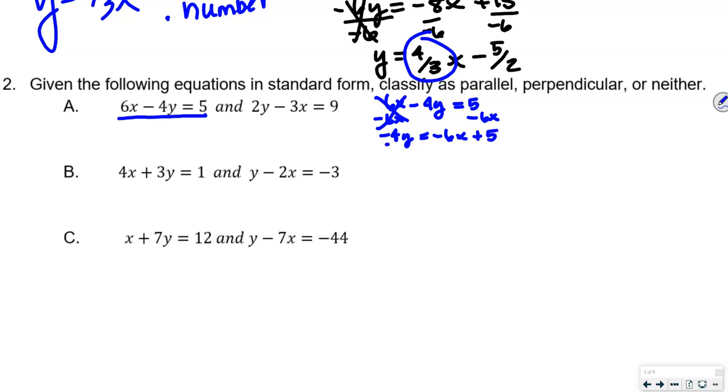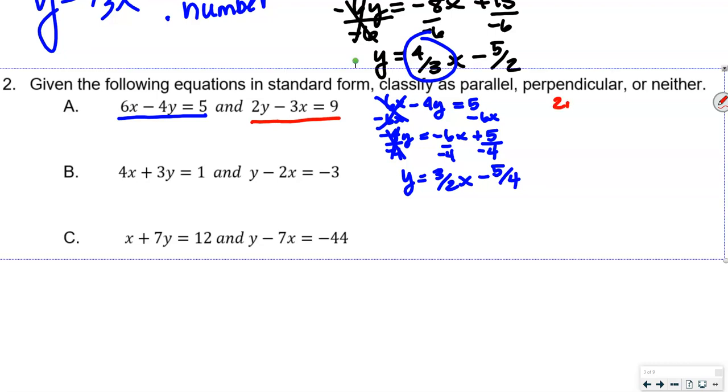Then we're going to divide everything by negative 4. Dividing it all, okay? So that's going to give me y is equal to, again, we got a negative divided by a negative, and both of those are divisible by 2, so this is going to be 3/2 x minus 5 over 4, okay? Now we're going to do our other equation, this one, do same thing. 2y minus 3x equals 9. So we're going to add 3x to both sides.